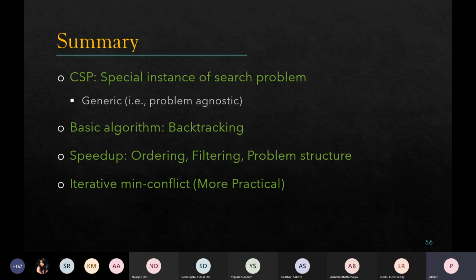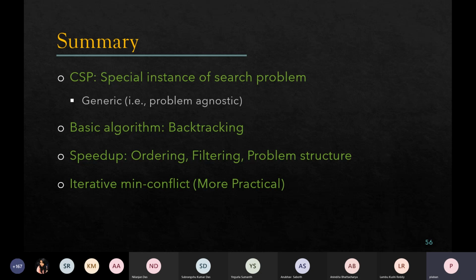So let me try to summarize the CSP module. This CSP is a special instance of the search problem, and we are trying to go for a generic algorithm to solve the problems. The baseline algorithm is backtracking, which is basically equivalent to uninformed search for CSP. To speed up this backtracking, we can use different ordering, filtering, heuristics, and also we can look at the problem structure. Finally, we have seen that iterative min-conflict is a more practical CSP algorithm one can work on. Right, so at this point, I think I'm done with CSP.